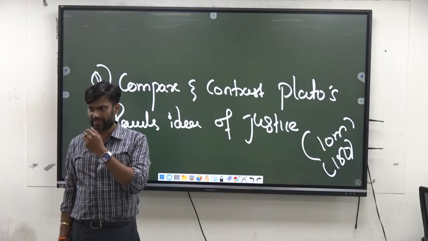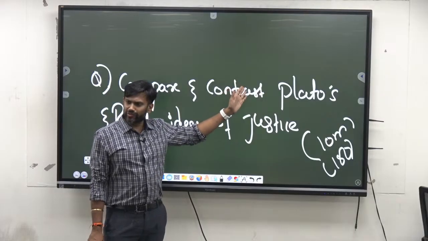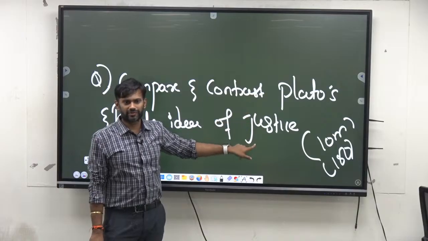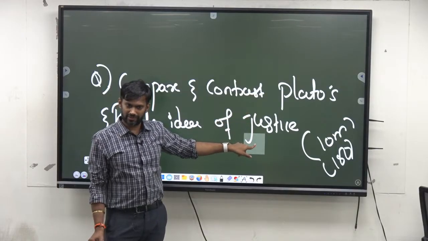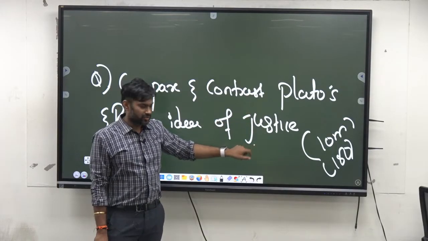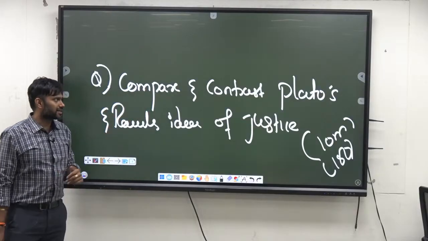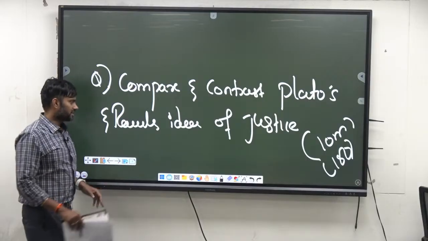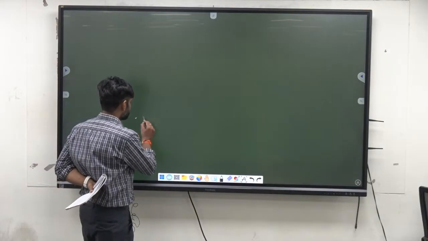So you get a point. You may read 80 pages of notes for Plato, but at the end of the day you are not able to write 150 words in the exam. Why? Because there is no understanding. So when we write this answer, compare and contrast Plato's idea of justice with the Rawlsian idea of justice, what is the introduction that you can write?